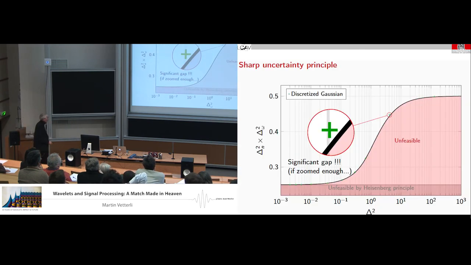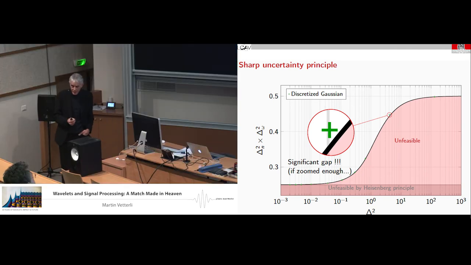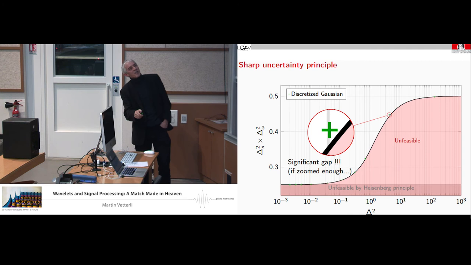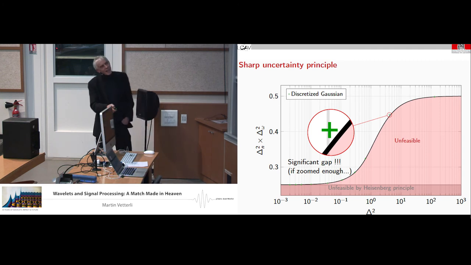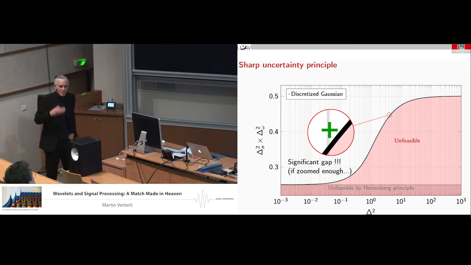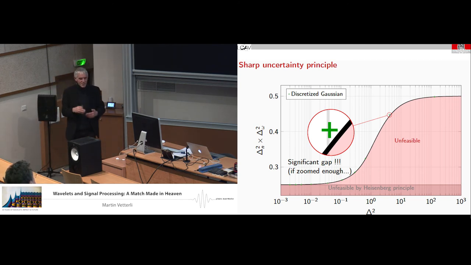Now, there is a significant gap between Gaussians and what we find here, Mathieu functions. Significant if, in the tradition of wavelets, you zoom in strong enough. You can see the discretized Gaussian is here, and the lower bound is here, which is met by the Mathieu functions. And if you zoom, yes, they are not the same. So this is slightly disappointing, except that now we know there is nothing to be found there, which to mathematicians must be very good. To engineers, it's a little bit frustrating, I have to say.